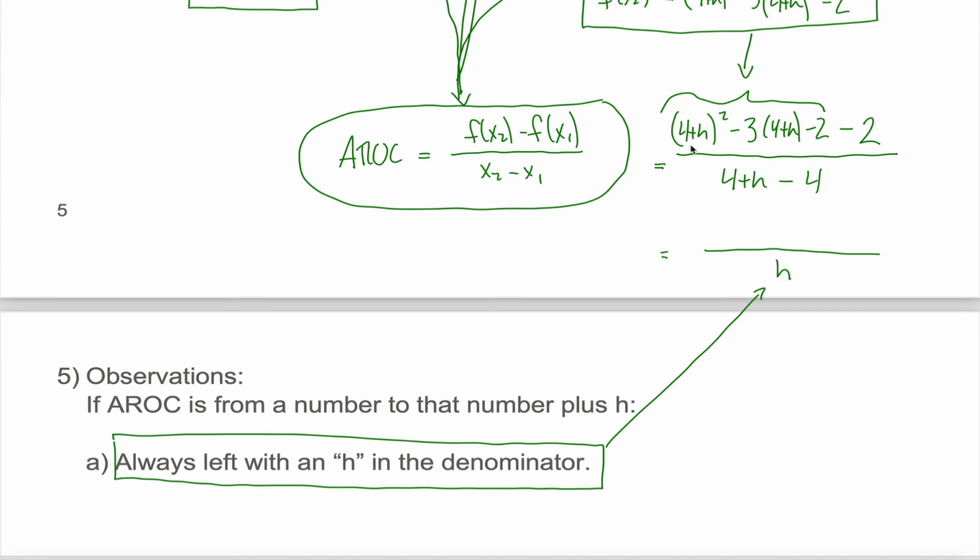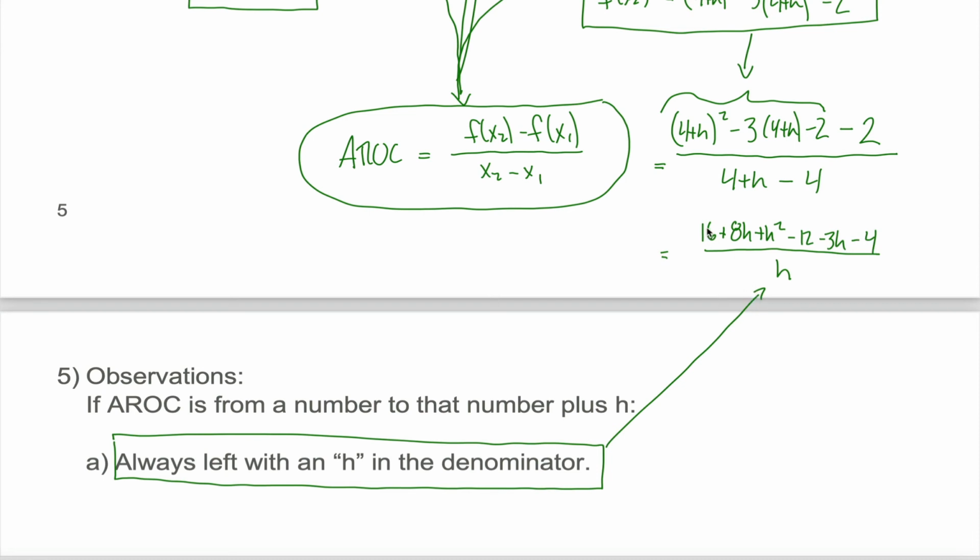Let me go through and do it. 4 plus h squared, you have to think FOIL for that. So 4 plus h times 4 plus h, you'd get 16 plus 4h plus another 4h, in other words 8h plus h squared. That's just this first set of parentheses. I then need to subtract 3 times this set of parentheses, so I can take the negative 3 and distribute it through, and I get negative 12 minus 3h. And then I still have this minus 2 and this minus 2, so I have minus 4.